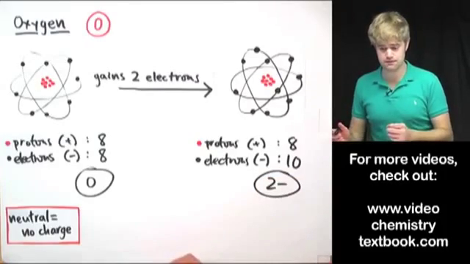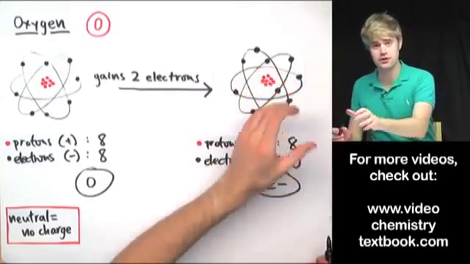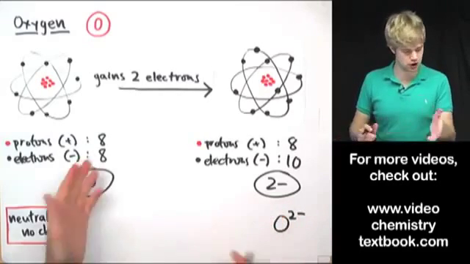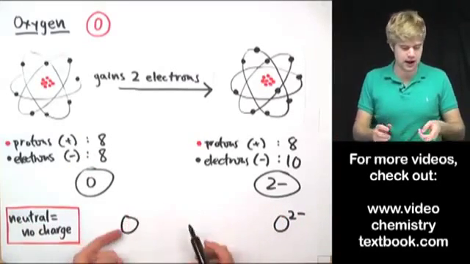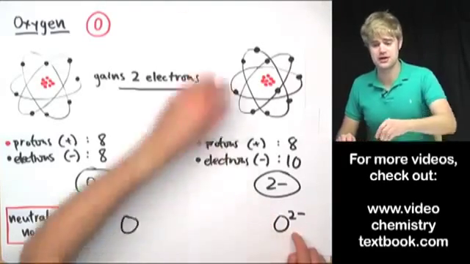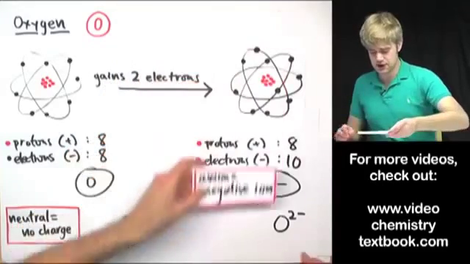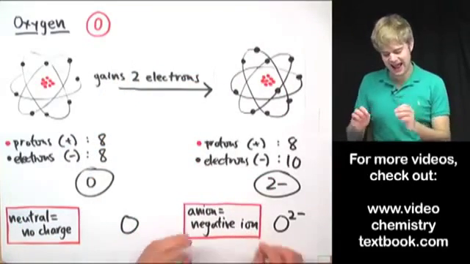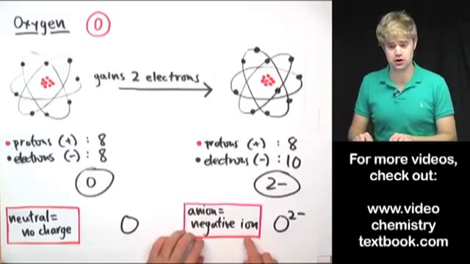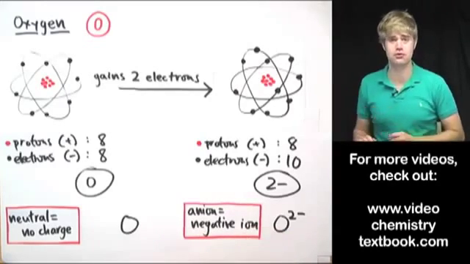I've got 2 more electrons than protons, so that means that my total net charge is going to be 2 minus. I can write the symbol for this ion as O2- to show that it has a 2 minus charge, whereas this neutral guy over here, I can just write O. This is an ion because it has a charge, and there's a specific name for it. We can call this an anion, which is the word that we use to describe a negatively charged ion that has more electrons than protons.